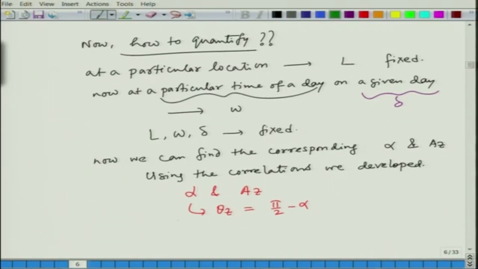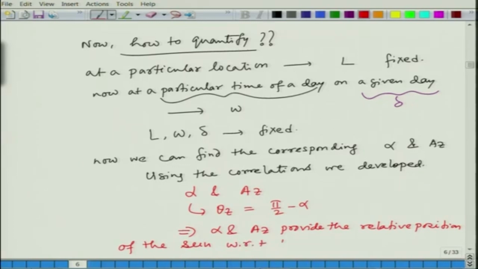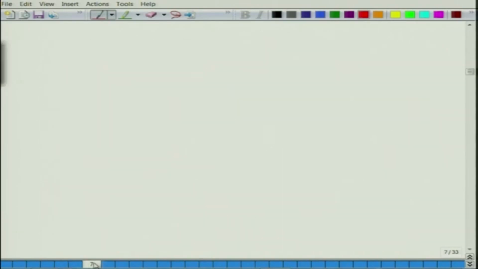these two angles, what do they do? Alpha and Az provide the relative position of the sun with respect to the collector point, where you are trying to see whether there will be shading or not, right. So, that is what it does. Alpha and Az will tell you what is the relative position of the sun.